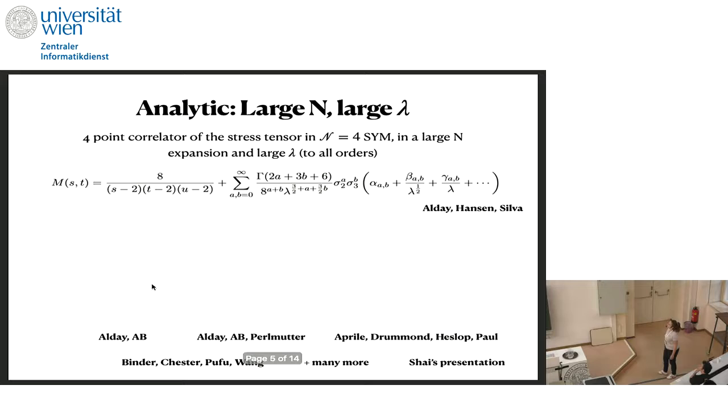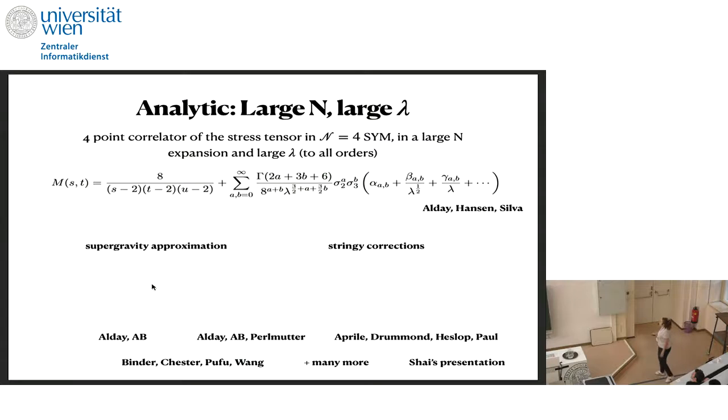Let me start by discussing a bit the analytic one, and in particular, in order to make contact with integrability, I would like to discuss the regime in which we can take a large N and also large lambda. So we can take a specific 4-point correlator, which is the 4-point correlator of stress tensors, and then we can take a large N expansion. This M of S and T, which is just the Mellin transform of this 4-point correlator, can be written in 2 pieces. The first piece is the leading order as we expand in large N, and this is a sub-leading order. The first part is nothing but the supergravity approximation, and the second part denotes the stringy correction.